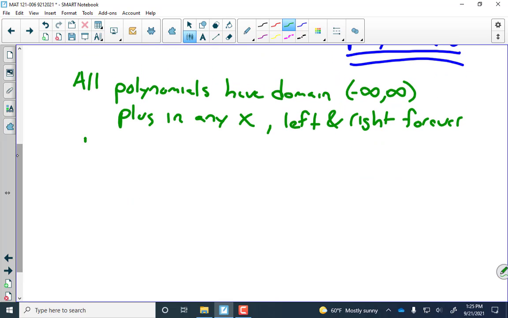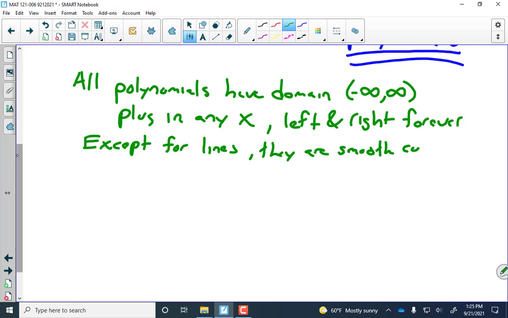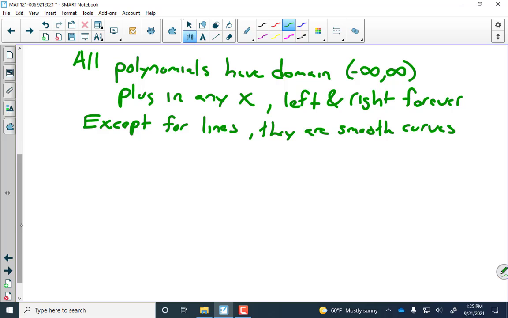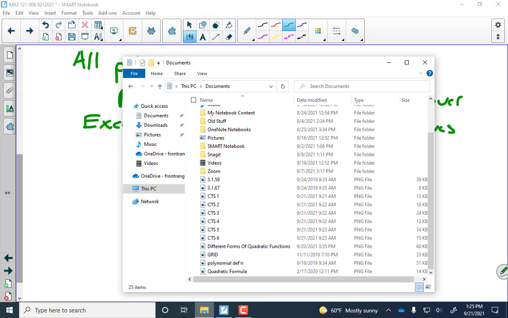And, except for lines, which of course are straight, they are smooth curves. They don't have any sharp corners in them. They don't have any holes or gaps in them. They're just nice, smooth curves. They're very nice functions. What's not so nice is if someone asks you what a polynomial is and you look up the definition in the book, because this can give anyone a headache.